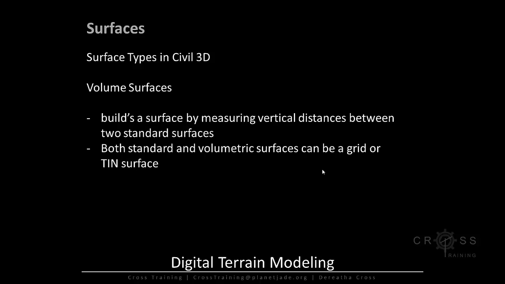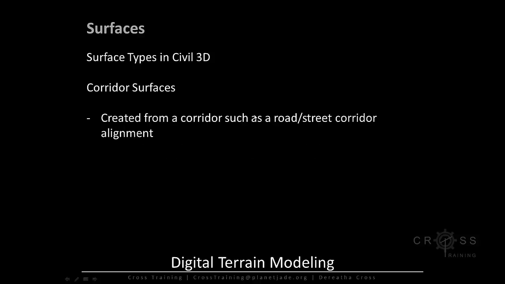The second type of surface is volume surfaces. This usually builds a surface by measuring vertical distances between two standard surfaces. Both standard and volume surfaces can be a grid or TIN surface. And sometimes this ends up being a derivative of running some sort of surface analysis tool. We'll definitely be looking at those as well.